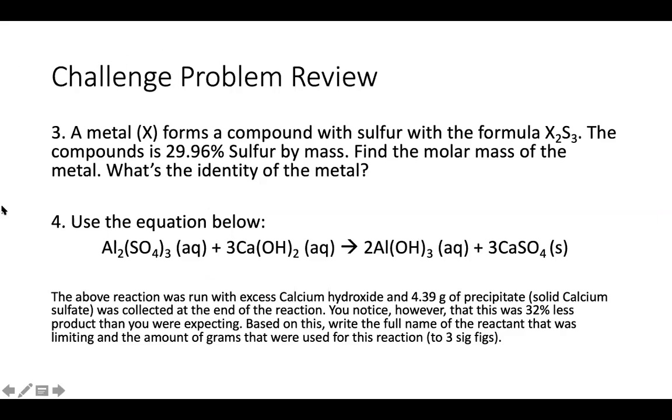Okay. So if there are no questions on that, we can move on to 3 and 4. So number 3, a metal X forms a compound with sulfur with the formula X2S3, right? So this is some ionic solid, okay? And the compound is 29.96% sulfur. What is the molar mass of the metal and identity of the metal?